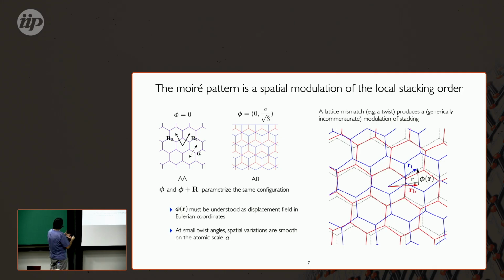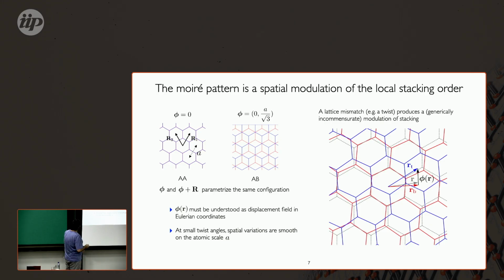An important observation is that in this configuration space there's some sort of redundancy, because if I slide one layer with respect to the other by a vector corresponding to a Bravais vector of this commensurate system, then I end up in the same configuration. That is going to impose some constraints on the formulas. Now I have a lattice mismatch, for example a rotation, which is what I'm describing here, and that introduces a spatial modulation of this stacking field. So the stacking field must be understood as a relative displacement field of the layers, but it's better to think of this displacement field in Eulerian coordinates. So I'm not going to do Lagrangian elasticity, so no Landau-Lifshitz elasticity, Chen-Lubensky elasticity.